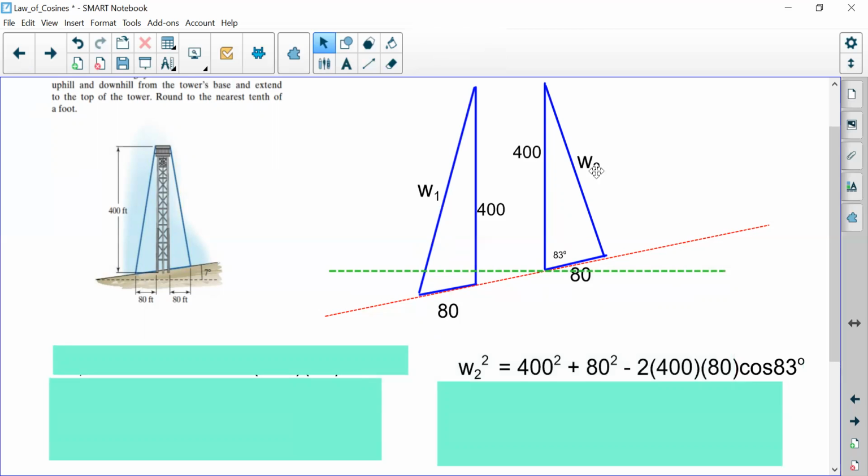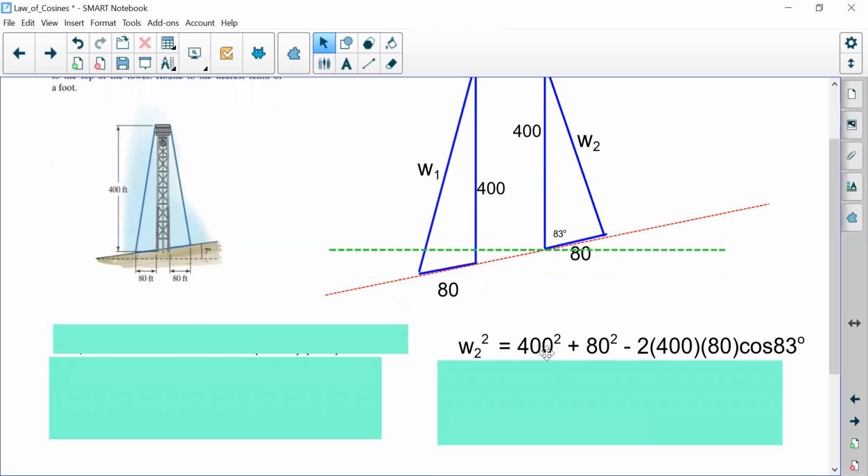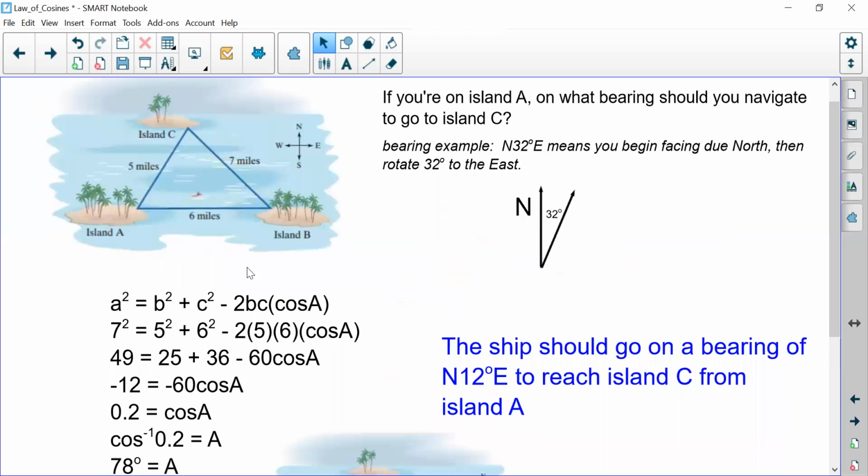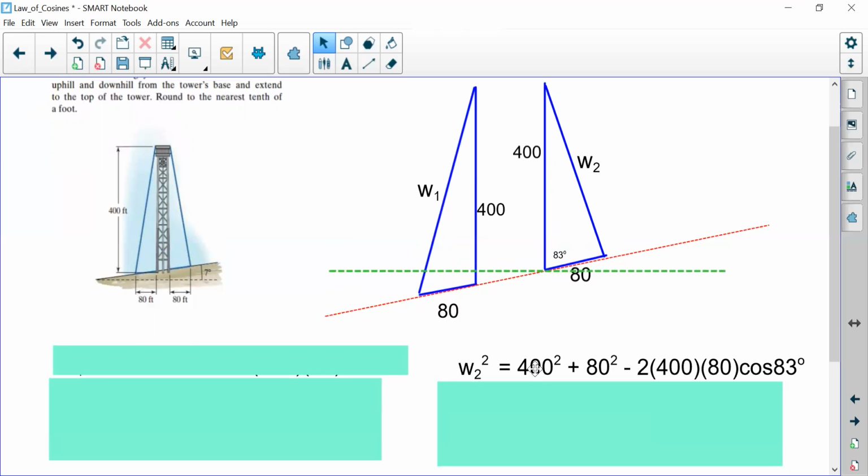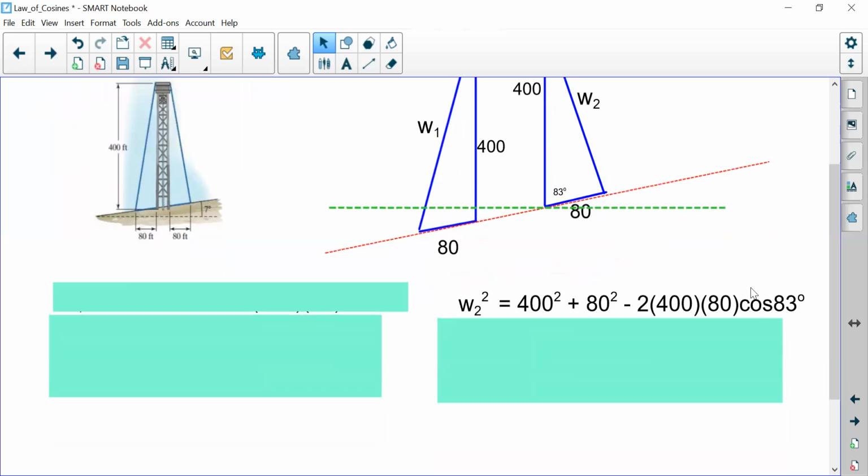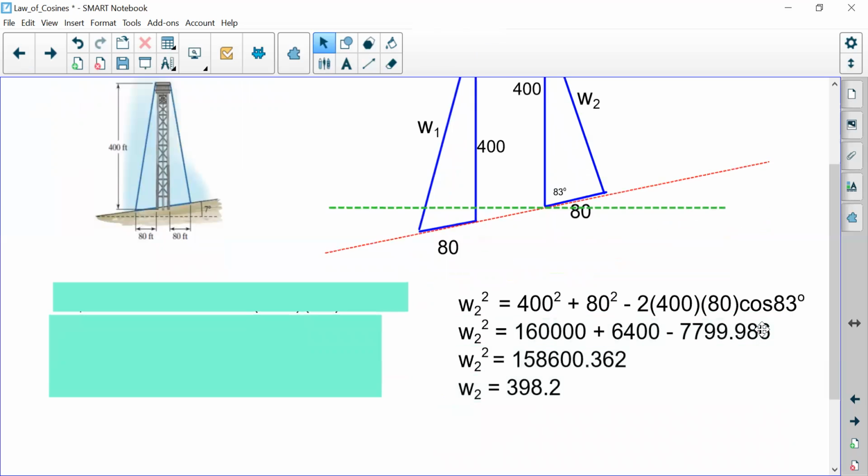So W2 squared equals 400 squared plus 80 squared minus 2 times 400 times 80 times the cosine of 83. Now the good news about this is that look, here's the equal sign. Everything to the right of that equal sign, these are all just numbers. As opposed to this previous example, here you had a bunch of numbers and then a variable. But over here, these are all numbers. So you can just type this into your calculator straight away. And that's what I recommend you doing.